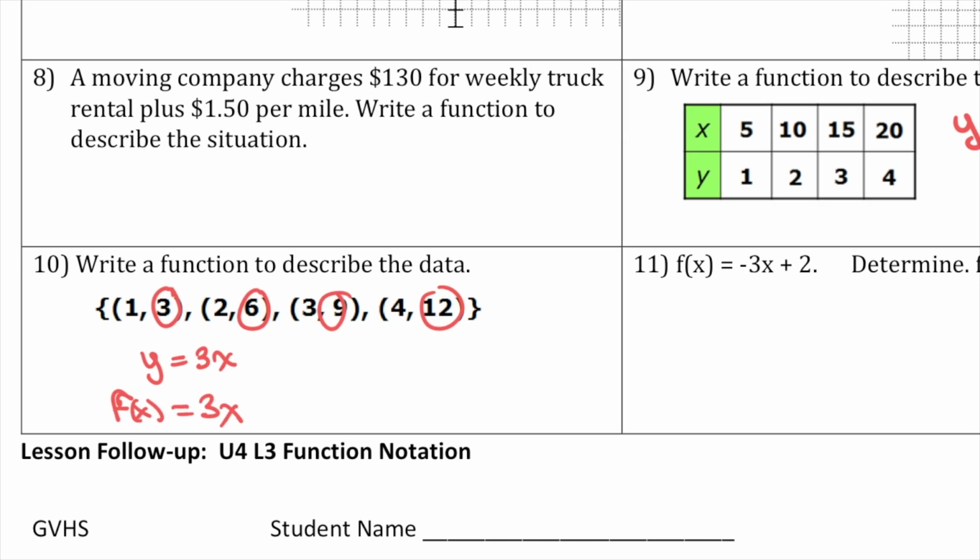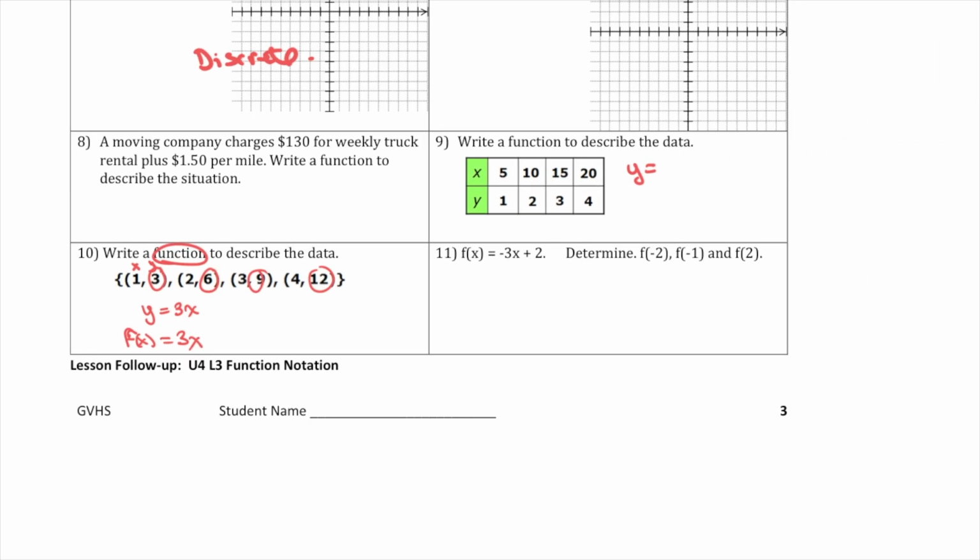Looking at number 10. Imagine you have your x values and your y values. Notice your y values are increasing by multiples of 3. So y would equal 3x, but since it says to write a function, we're going to write f of x equals 3x.